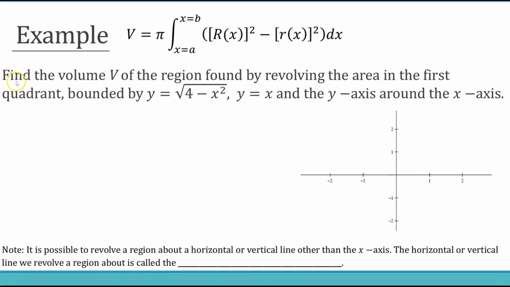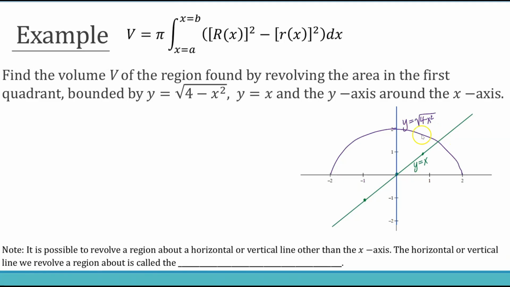Let's look at an example. We want to find the volume of the region found by revolving the area in the first quadrant, bounded by y equals the square root of the quantity 4 minus x squared, y equals x, and the y-axis, around the x-axis. We need to start by finding this area that we are rotating. So let's graph the square root of quantity 4 minus x squared, which is a semicircle on top of the x-axis with a radius of 2, the line y equals x, and then the y-axis.